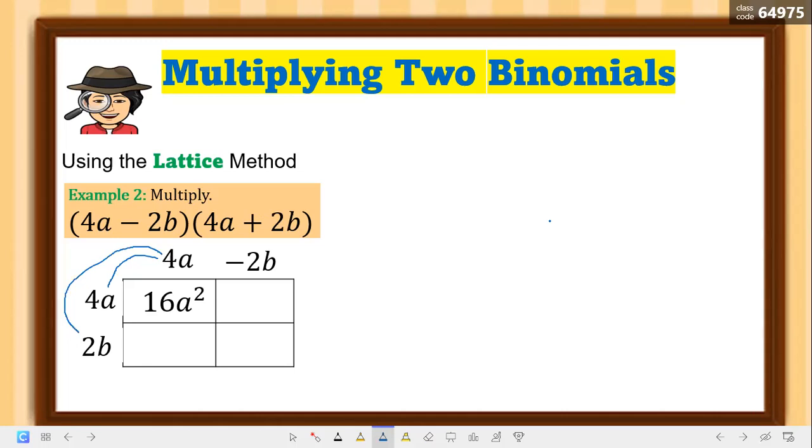8a times 8? squared. Meron pa tayong i-add na exponent na. 8ab lang siya. Okay, remember, hindi pwedeng i-add yung exponent ni a tsaka b. Magkaiba po kasi sila ng base. Okay? And dito na tayo sa second term.